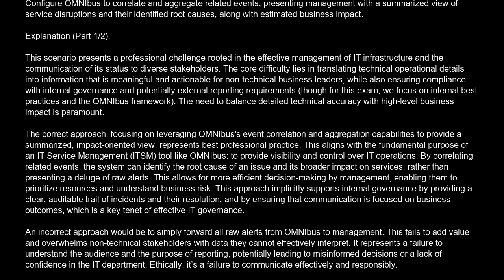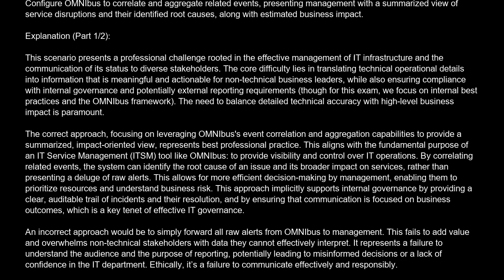Explanation. This scenario presents a professional challenge rooted in the effective management of IT infrastructure and the communication of its status to diverse stakeholders. The core difficulty lies in translating technical operational details into information that is meaningful and actionable for non-technical business leaders, while also ensuring compliance with internal governance and potentially external reporting requirements. Though for this exam, we focus on internal best practices and the OMNIbus framework. The need to balance detailed technical accuracy with high-level business impact is paramount.